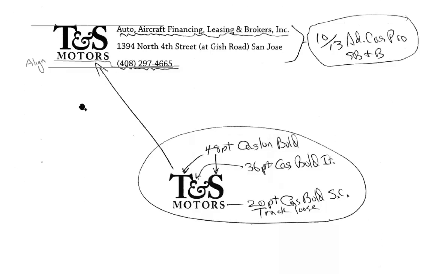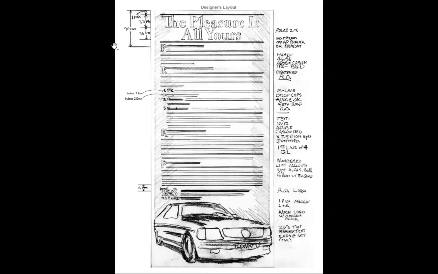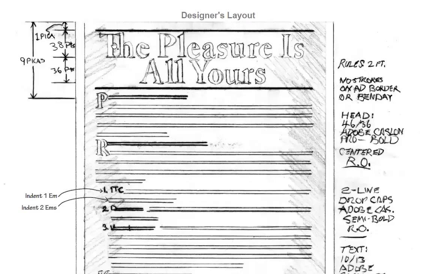The logo, you're going to have to create using 48-point Caslon bold, 36-point Caslon bold italic for the ampersand, and 20-point Caslon bold small caps tracked loose for the motor. I'll talk to you about how we do that when we get to that. So that's how the text has been marked up. Here is the designer's layout, and this tells us there should be a 1 pica margin at the top.